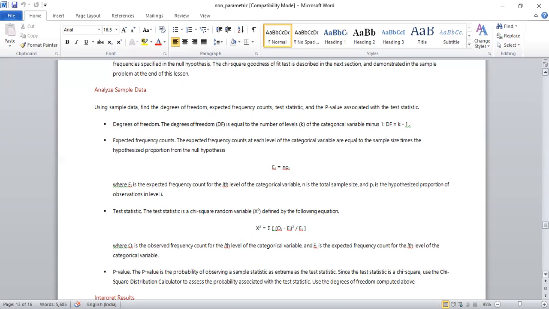Okay. Now test statistic. The test statistic is a chi-square random variable defined by the following equation. Chi-square is the summation of (Oi minus Ei) whole squared divided by Ei. The observed frequency at the ith level minus the expected frequency at the ith level gets squared, and that needs to be divided by the expected frequency, and you have to take the total summation of that.